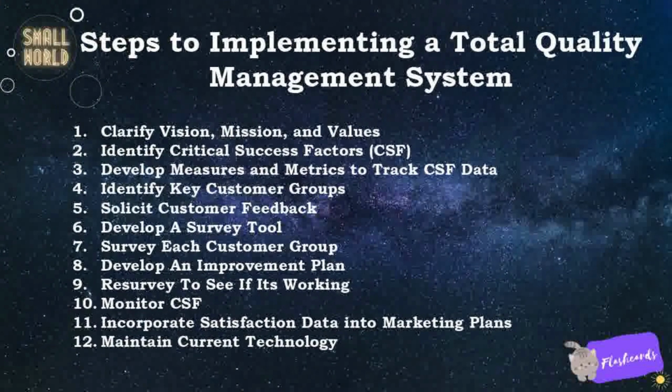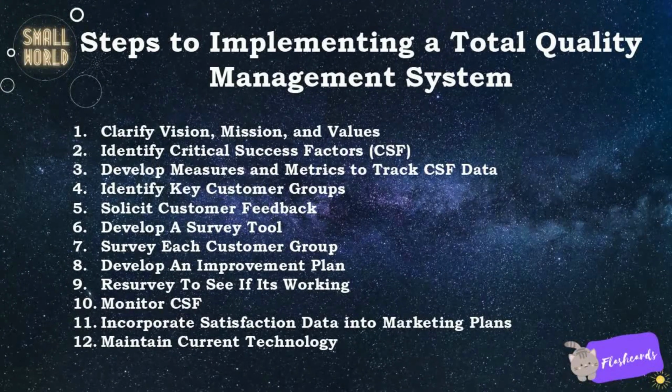Steps to implementing a total quality management system. 1. Clarify vision, mission, and values. 2. Identify critical success factors, CSF. 3. Develop measures and metrics to track CSF data. 4. Identify key customer groups. 5. Solicit customer feedback. 6. Develop a survey tool. 7. Survey each customer group.